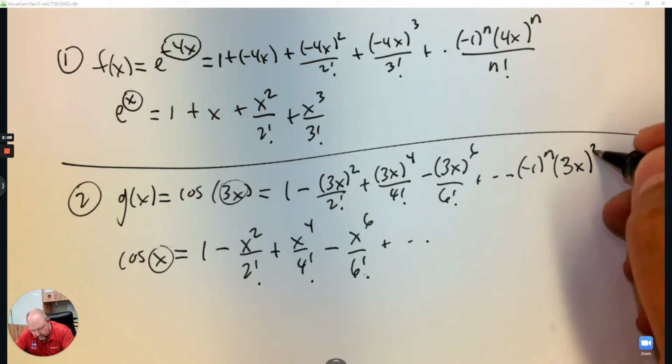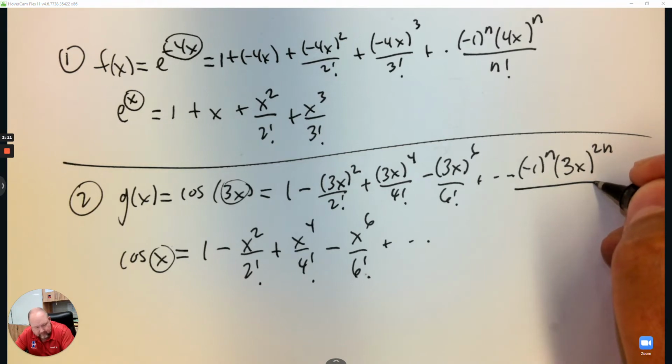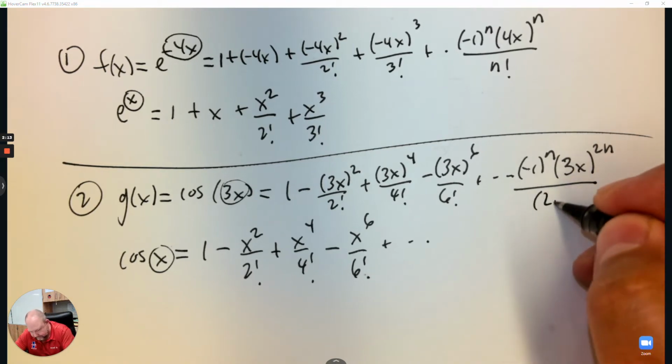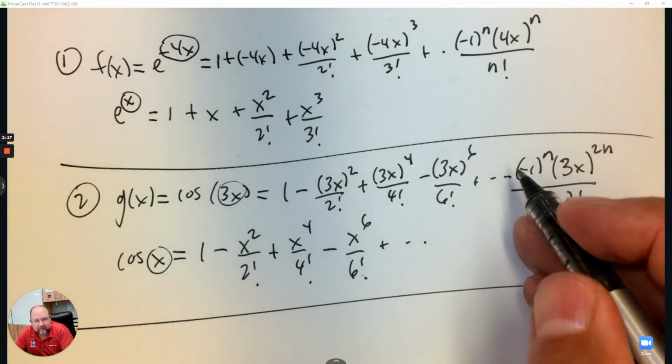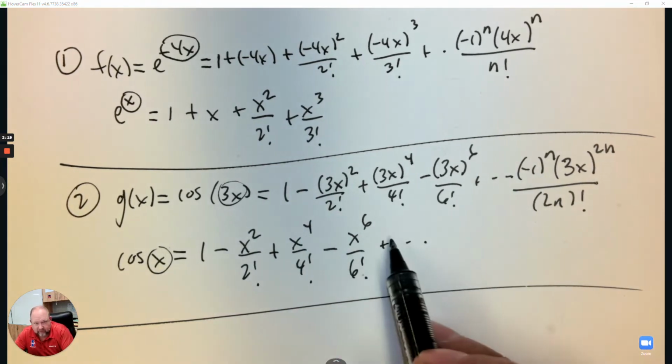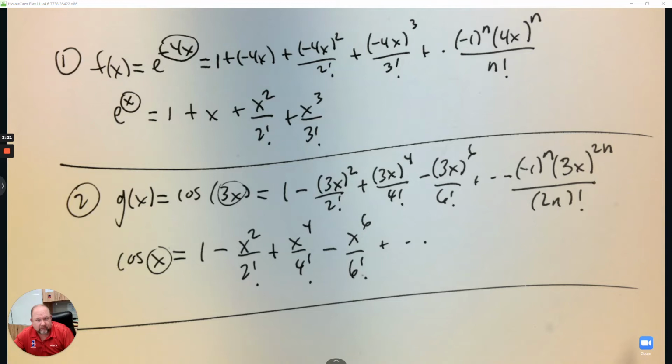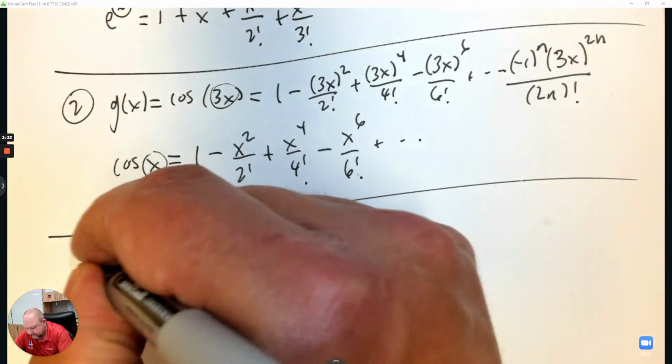So 3x to the 2n, because that's an even exponent, and then over 2n factorial, right? I know that's the toughest last step, but do you know this, memorize it, and can you substitute in to change it to what it needs to be? Number 3.